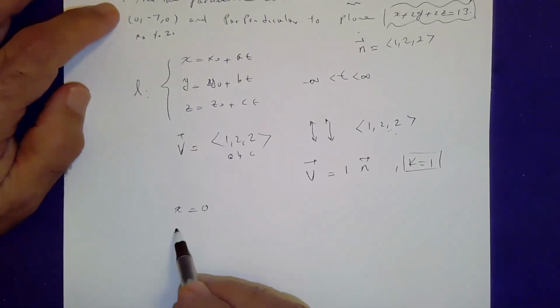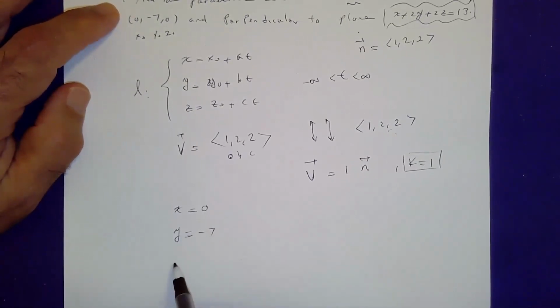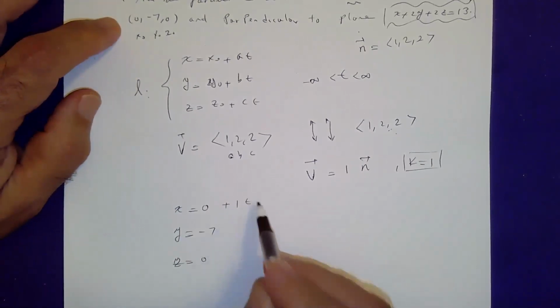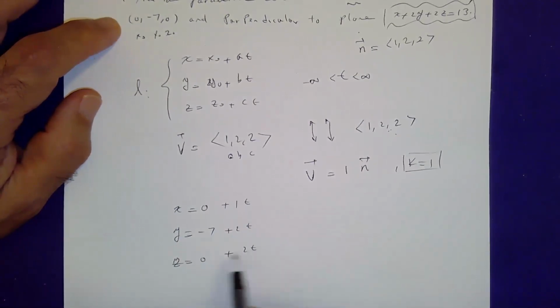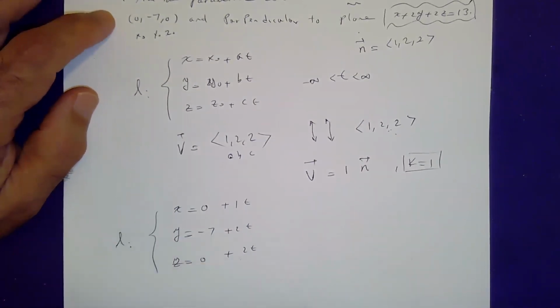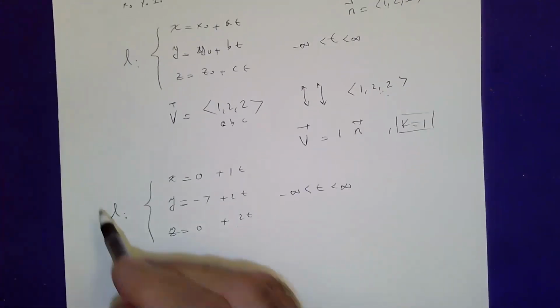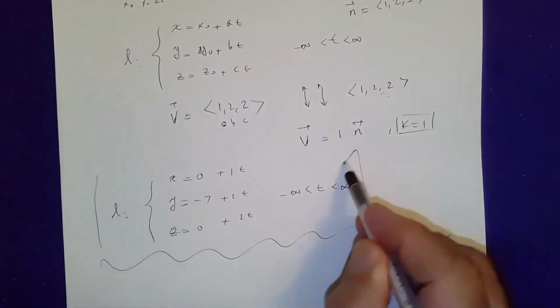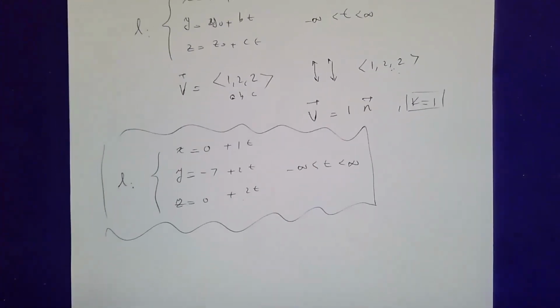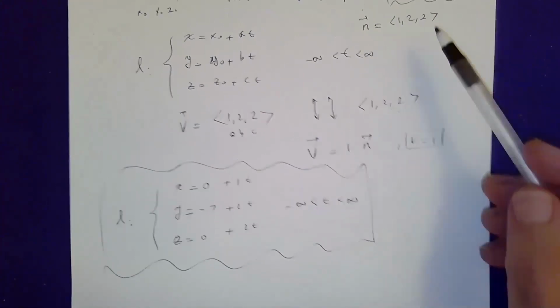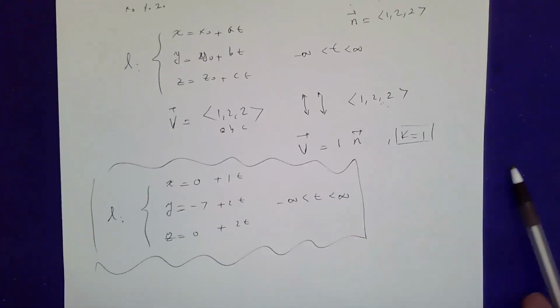X is equal to 0 plus 1t, y is equal to -7 plus 2t, z is equal to 0 plus 2t. And t goes from negative infinity to infinity. Ladies and gentlemen, this is the final answer. Equation of a line which is perpendicular to this plane. So there you have it.